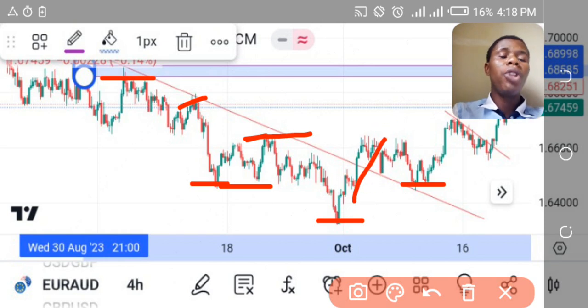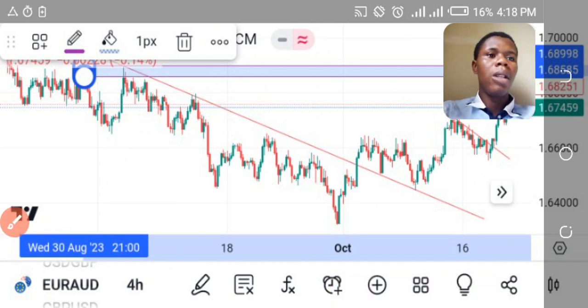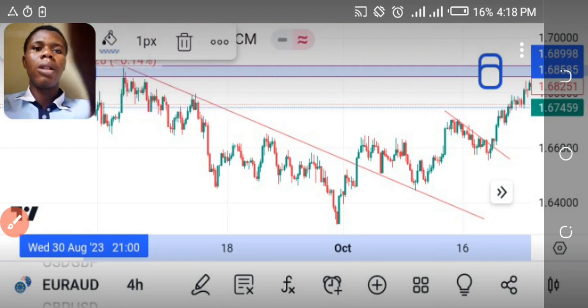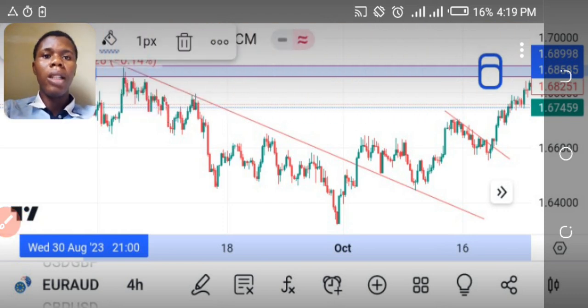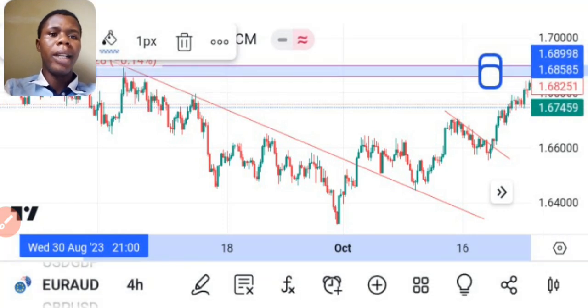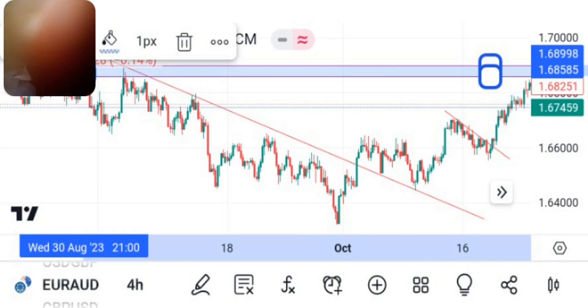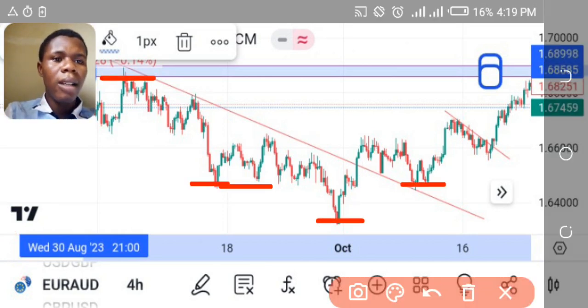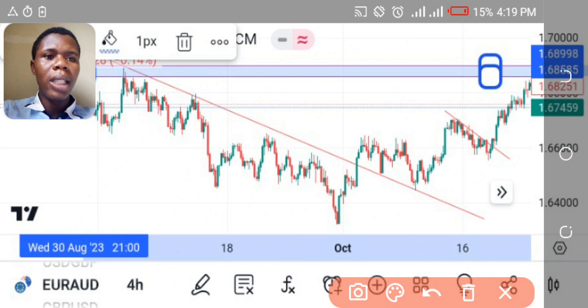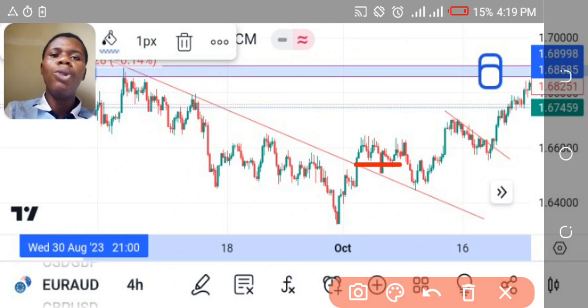Now let beginner traders listen to this. Let me take this out first. Listen to this, it's very important. If there is a break, you don't just enter the chart here. You don't just enter the chart here. Don't do that, because you will get stopped out.